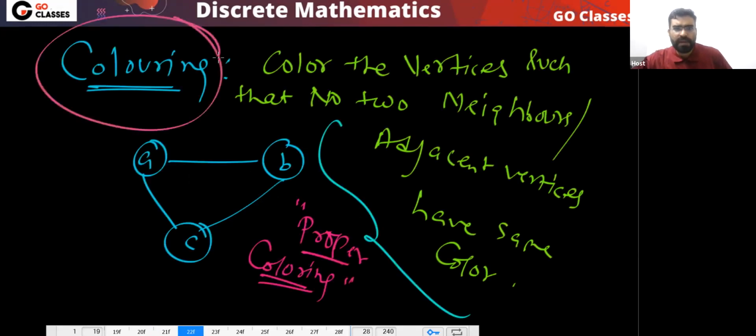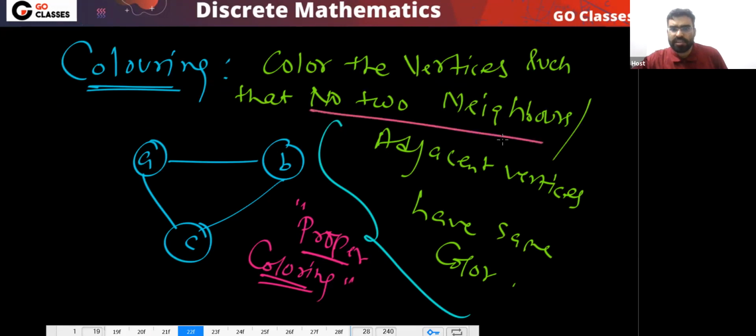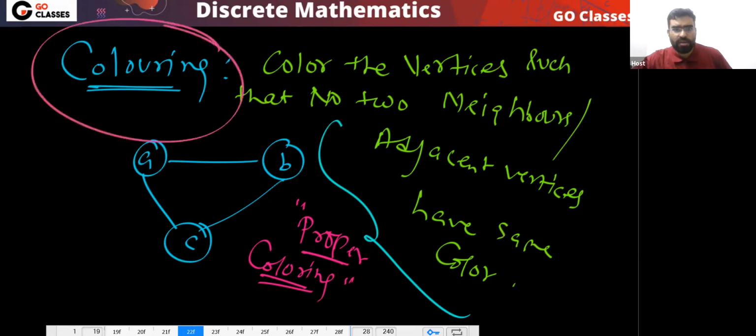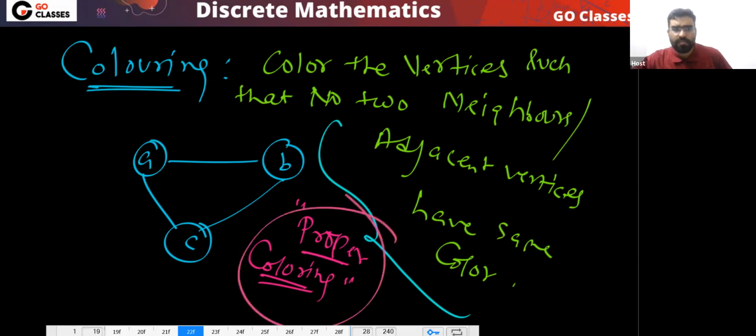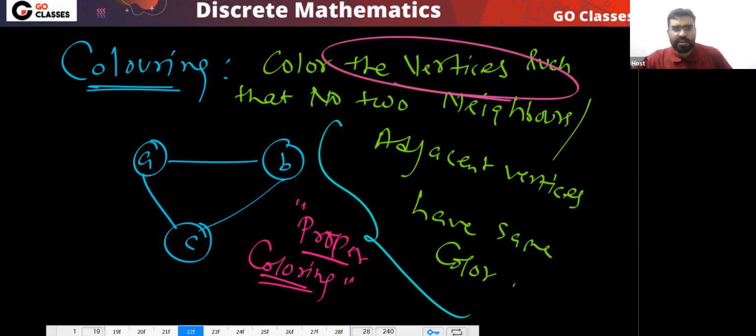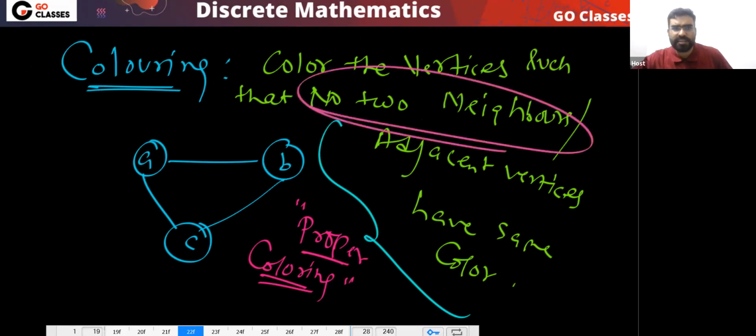What is a coloring? Coloring means coloring the vertices. To the vertices, we want to give colors such that no two adjacent vertices get the same color. This is called coloring, or you can call it proper coloring. Both are the same. So what is the idea? Color the vertices such that no two adjacent vertices get the same color.